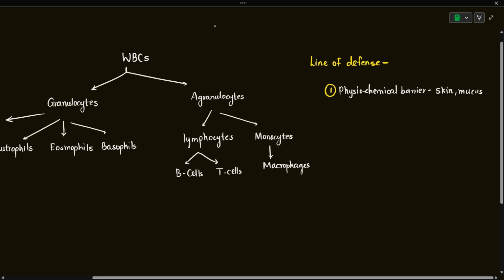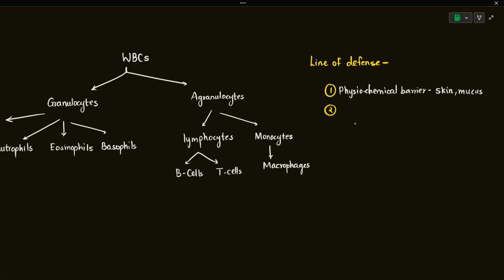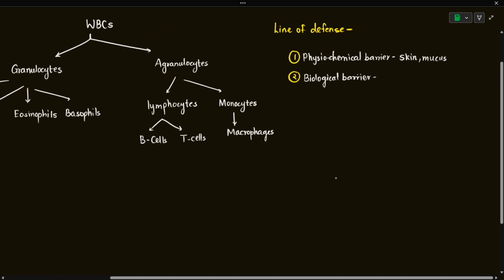But pathogens are also smart. They have their own weapons. So sometimes they cross this physiochemical barrier, right? Once they cross it, they have to face our second line of defense, which is also known as the biological barrier, meaning our cells. Not just cells, but the biological barrier is various responses such as inflammation, fever, or the antimicrobial peptides that are present in our body fluids. So there are multiple examples of this second line of defense.